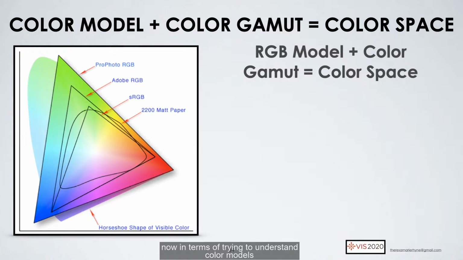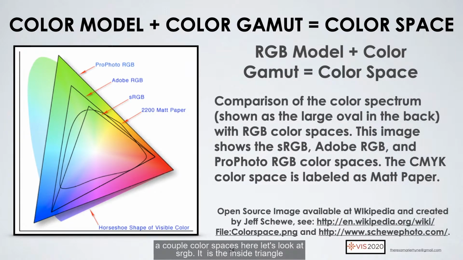Now, in terms of trying to understand color models, the RGB color model combined with a color gamut will give you a color space. And I'm going to talk about a couple of color spaces here. Let's look at sRGB, the inside triangle. That is the default. Microsoft and HP developed this around the late 1990s. They came up with a model that is basically the default on your mobile device or on your desktop computer. That's what systems default to in terms of color.